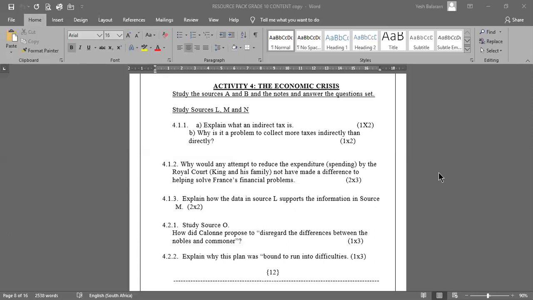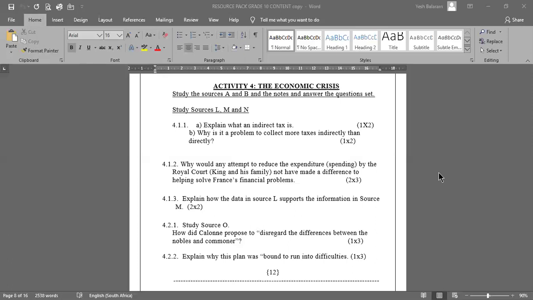4.2.1, how did Calonne propose to disregard the differences between the nobles and the commoner? They are asking you here how the French finance minister was going to close the gap between the taxes of the very rich, that's the nobles, and the commoner, that's the people from the third estates. 1 answer for 3 marks, so 2 to 3 lines there.